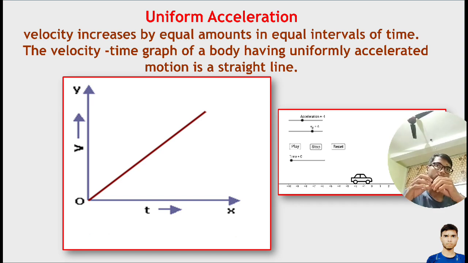Okay, velocity increases by equal amounts in equal intervals of time. The velocity-time graph of a body having uniformly accelerated motion is a straight line. This is in book language. From this language you can understand uniform acceleration. As I told you, the velocity will be fixed.